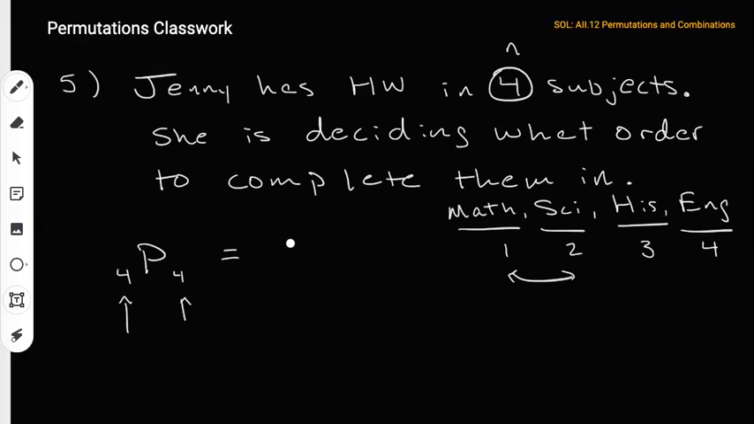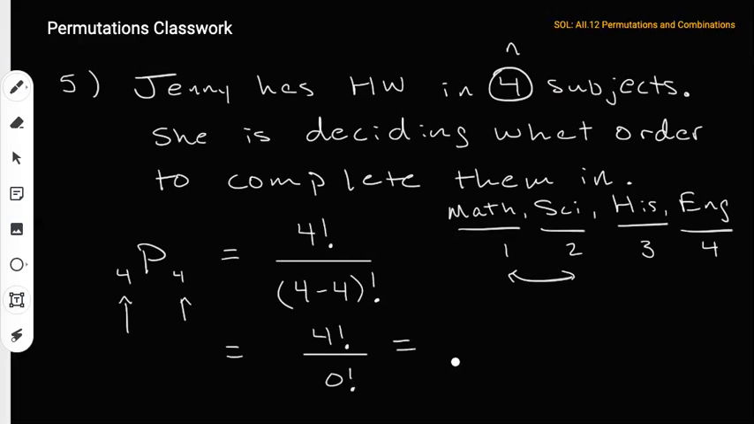So then if I put them in the permutation formula, I'm going to get 4 factorial on the top. In the denominator, I'm going to get 4 minus 4 factorial. So we're going to keep 4 factorial on the top. And in the denominator, I know that 4 minus 4 is going to give me 0, and 0 factorial is equal to 1. So if I divide by 1, I just get 4 factorial.